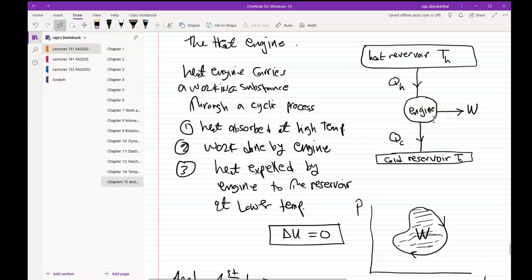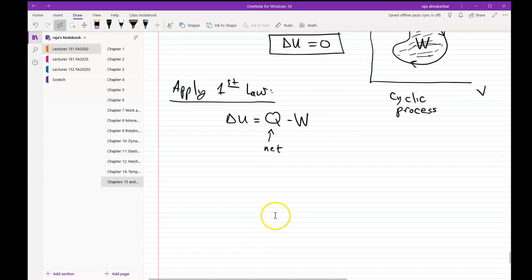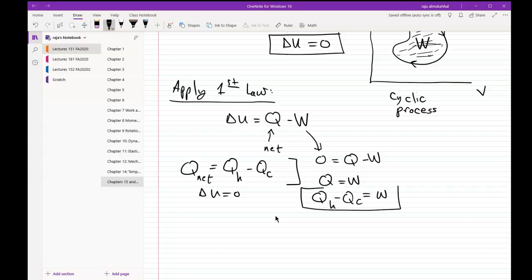And as a result of that, when we look at this Q, it's basically the net between both of them. So here Q, or Q net, let me just call it, is basically Q hot minus Q cold. And of course, since it's a cyclic process, delta U is equal to zero. So 0 is equal to Q minus W, so Q equals W, and that looks like QH minus QC equals W. We come up with this interesting formula.